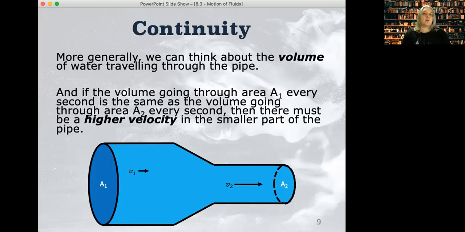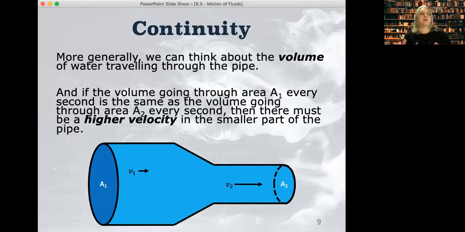So as I said, that's called continuity, and it's just the idea that the volume of fluid you put into a pipe has to be the same as the volume coming out. So if you pour 1 litre into one end of a pipe in 1 second, then during that same second, 1 litre must have come out the other end of the pipe. It has to go somewhere, right? You can't condense that liquid.